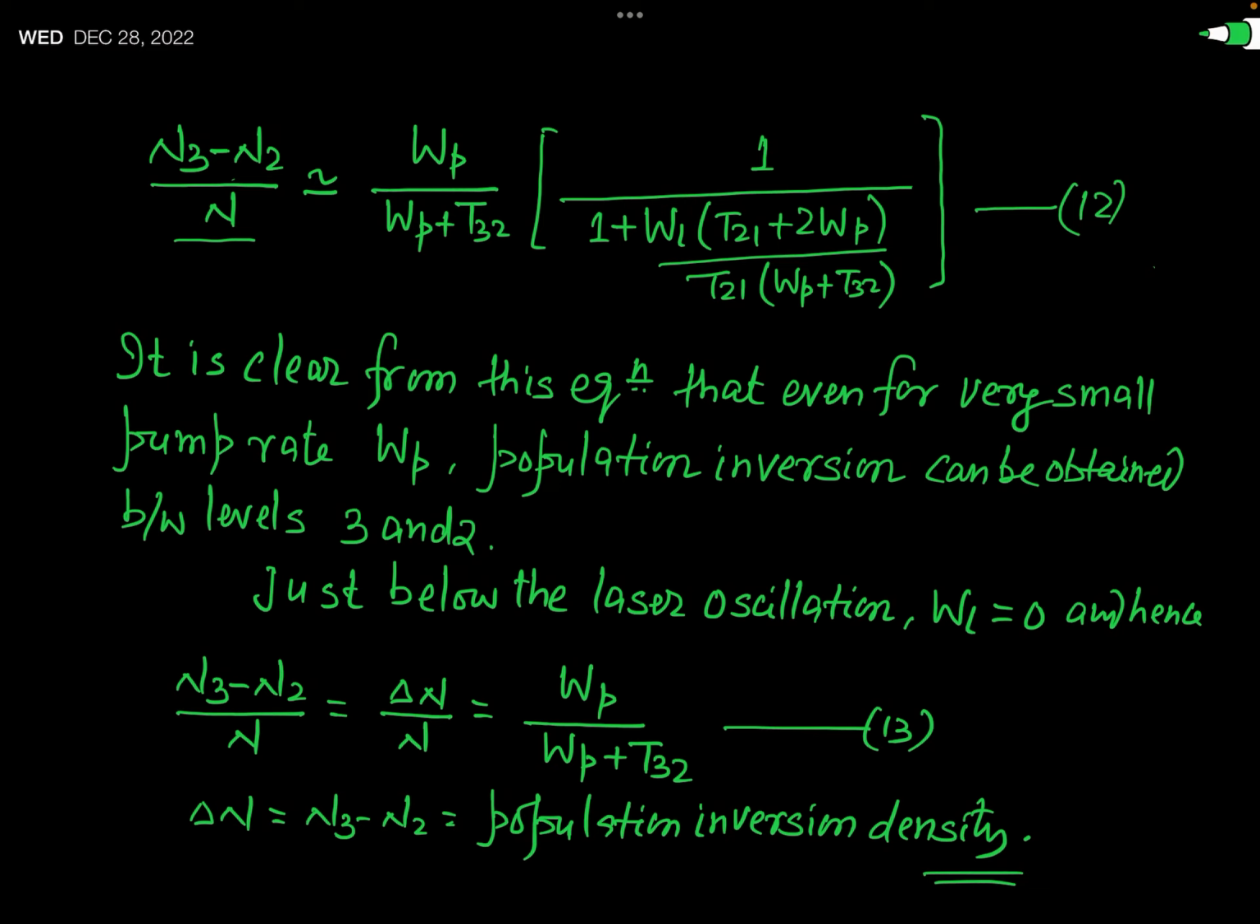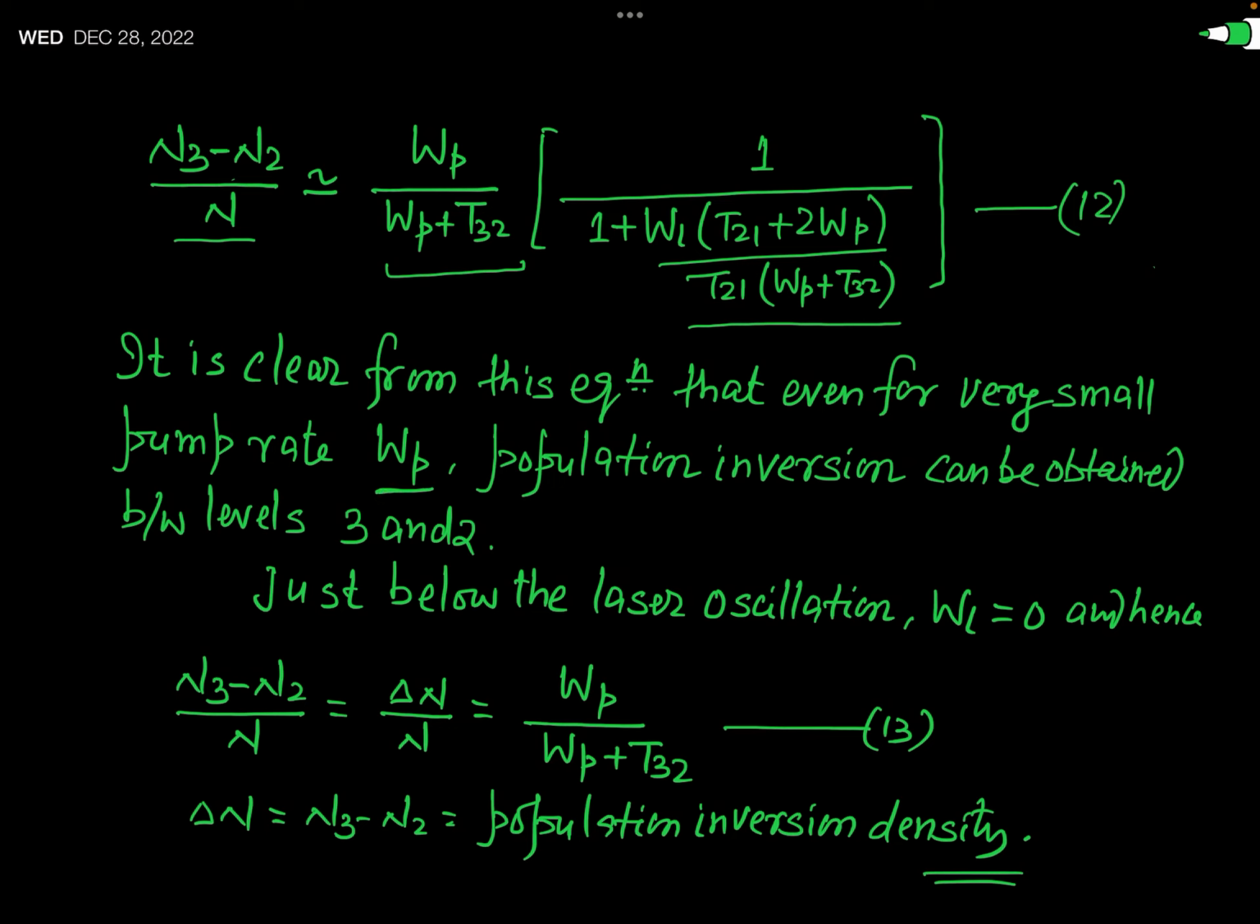So now see here. N3 minus N2 divided by N is almost equal to WP over WP plus T32 times 1 over 1 plus WL times T21 plus 2WP over T21 times WP plus T32. From this equation you can clearly see that the pumping rate WP for achieving the population inversion between the third level and level 2 is very small. This WP is the pumping rate and it is very small.